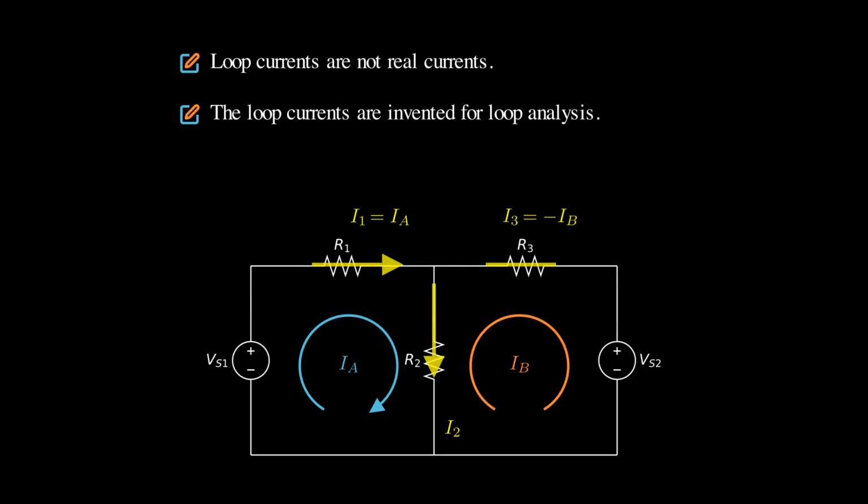It is negative because the directions of I3 and IB are opposite. In the middle branch, both IA and IB go through it. In addition, because the direction of IA is the same as I2, and IB is opposite to I2, we will have I2 equals IA minus IB. Again, once the loop currents are solved, we can determine the real branch currents.